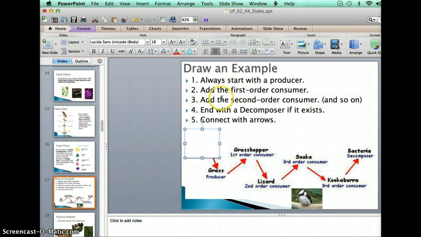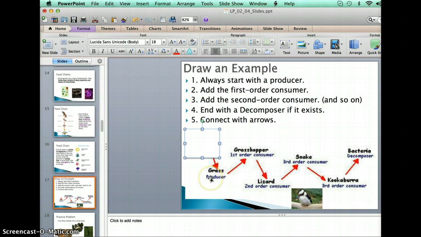Okay, then you're going to add the first order consumer. So you're going to draw a line and add the grasshopper, which is the first order consumer. You can draw it or you can write it. If you know what a grasshopper looks like, you can draw it. Then you're going to add the rest of your consumers. So it goes lizard, snake, kookaburra, and bacteria is our decomposer. We end with the decomposer.